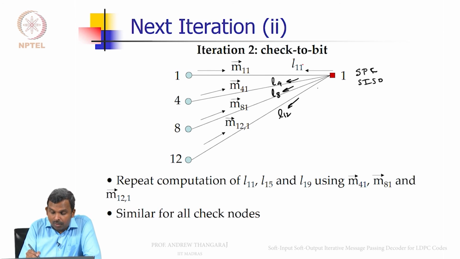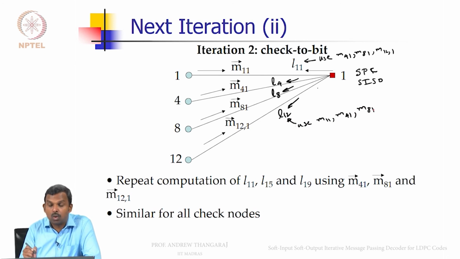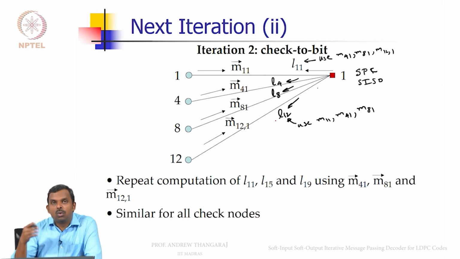So now L11 will use M41, M81 and M121. L12 on the other hand will use M11, M41 and M81. This is what is critical in the message passing and how it can be very nicely succinctly captured. L11 uses M41, M81 and M121 to compute the extrinsic LLR for bit 1. What is L12 on the other hand? It uses M11, M41 and M81 and computes the extrinsic information for bit 12. Likewise in one go you can do all the computation.